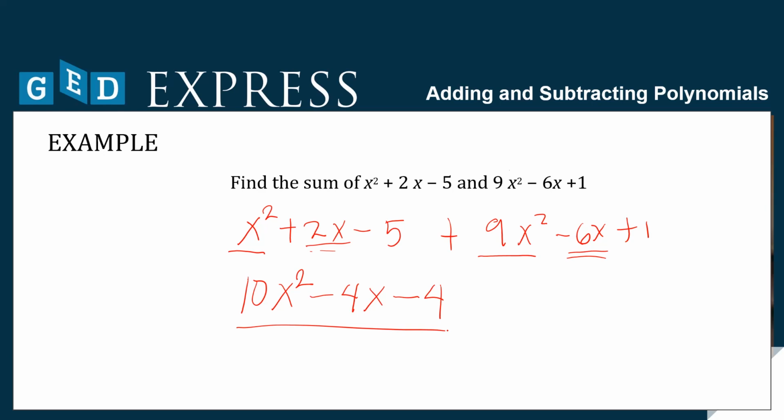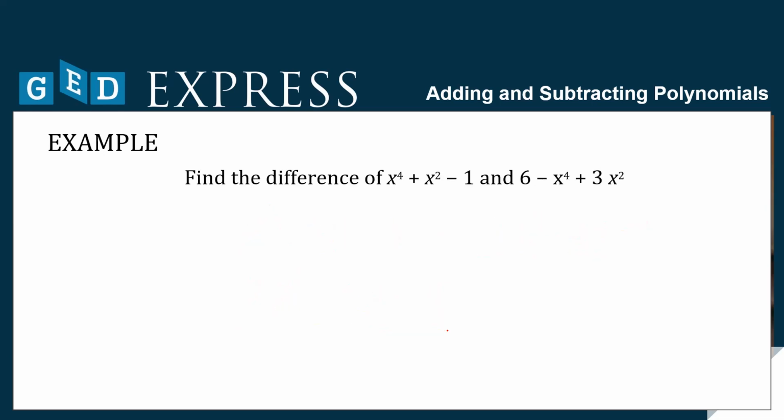Let's try another example. The first one was find the sum. This time, find the difference. It means subtraction. Find the difference of x to the power of 4 plus x to the power of 2 minus 1 and the expression 6 minus x to the power of 4 plus 3x to the power of 2.